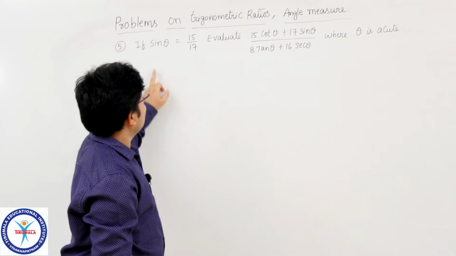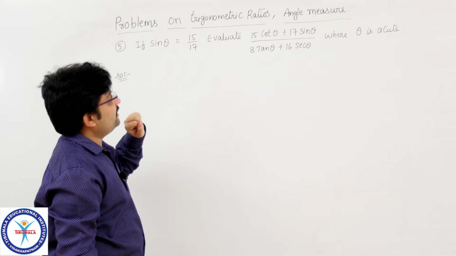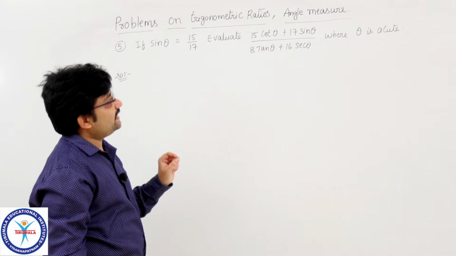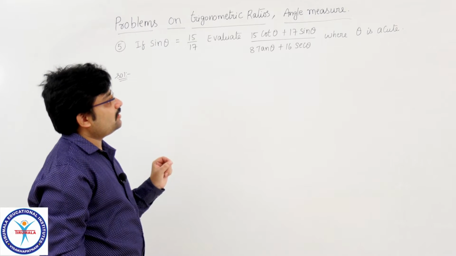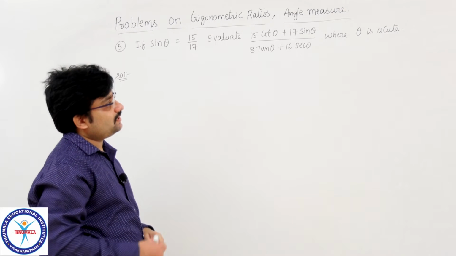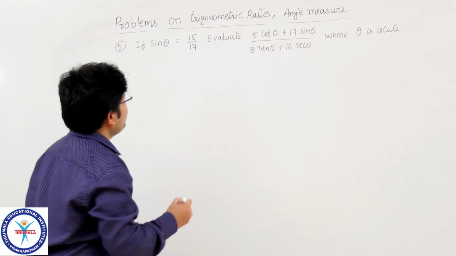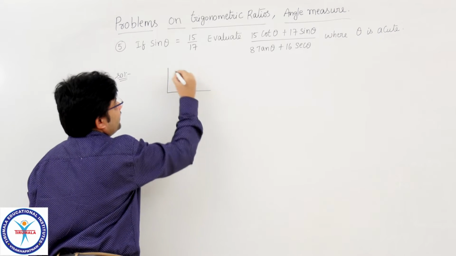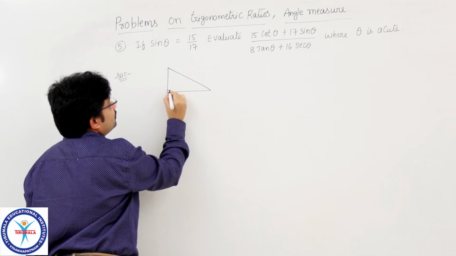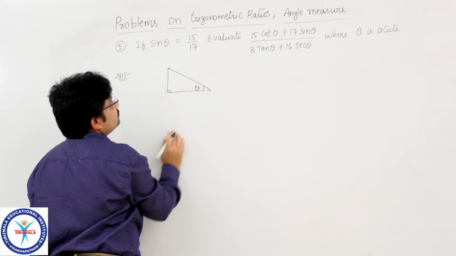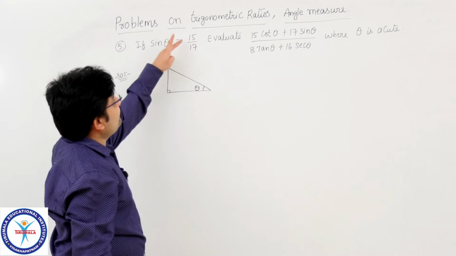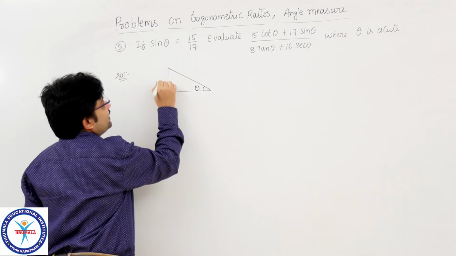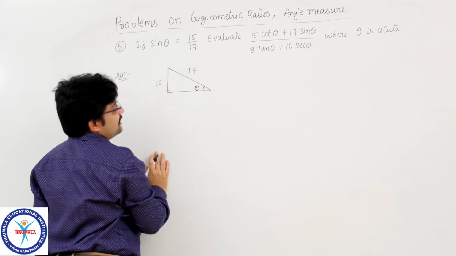Here is the next question. If sin theta is equal to 15 by 17, evaluate 15 cot theta plus 17 sin theta by 8 tan theta plus 16 secant theta, where theta is acute. Given that sin theta is equal to 15 by 17, let us draw one triangle and think that here is the theta. What is sin theta here? 15 by 17, that is opposite side by hypotenuse. Opposite side is 15, hypotenuse is 17.